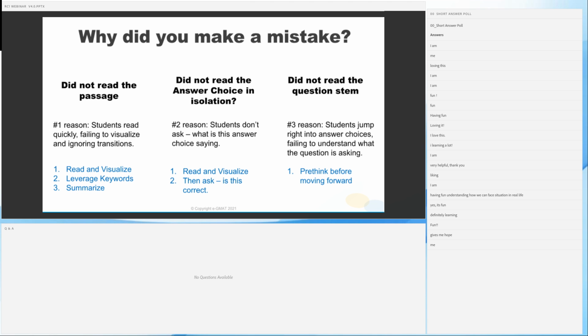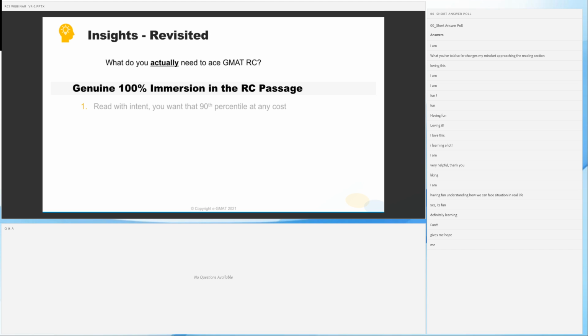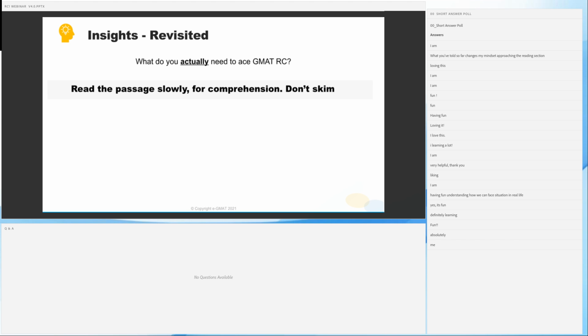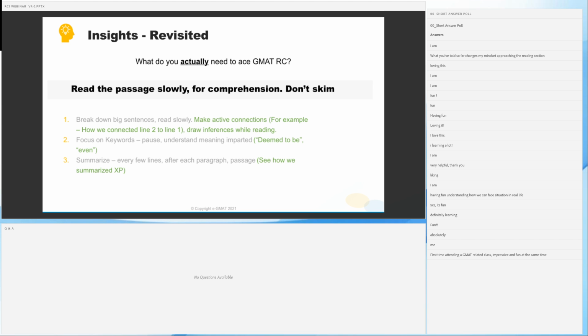Learning these structures is way better than learning vocabulary. And this is what I mean when I say 100% immersion in an RC passage. Read with intent. And when you read with intent, you will learn. This is why, when I say slow down and draw inferences while reading, you've got to develop that love. Not just about reading RC, read anything and everything that you read, develop that love for reading. Extract more information by understanding what the author is claiming versus where the author is communicating.